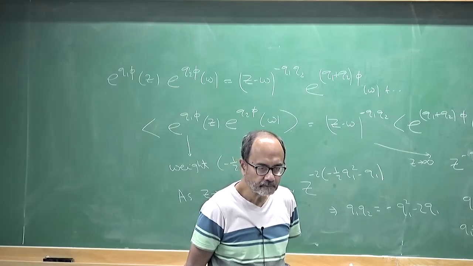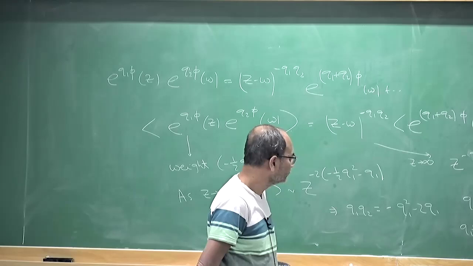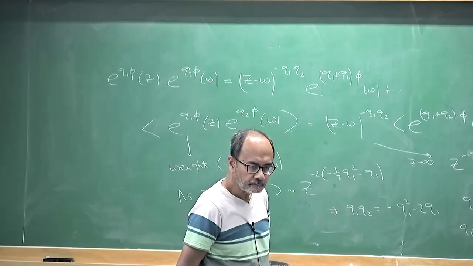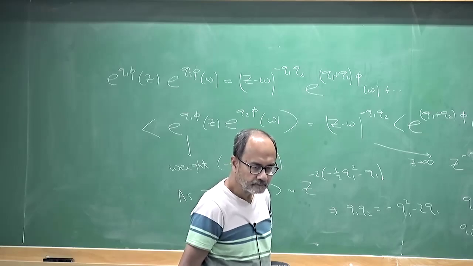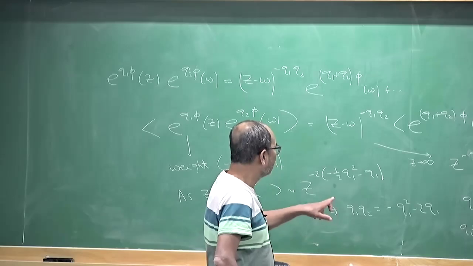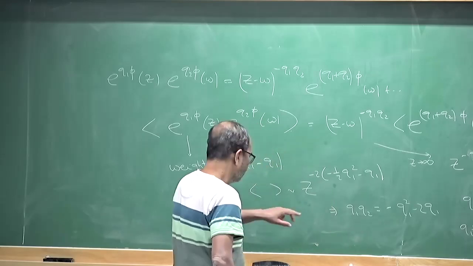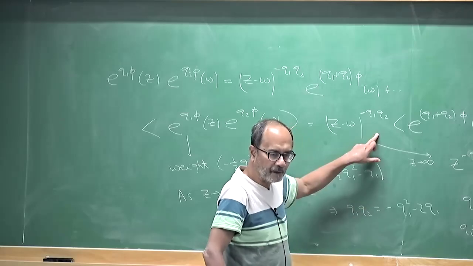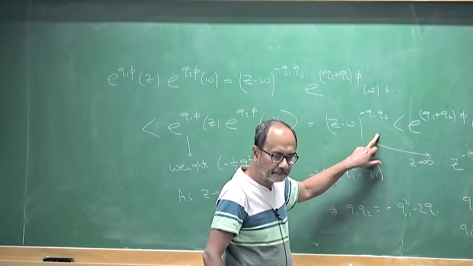But you know, e to the q1 phi, e to the q2 phi. Delta for this is what? For the first operator, it's minus q1 square by 2. Minus q2 square by 2. Now I am saying that we compare the power that appears here with the power that appears here.